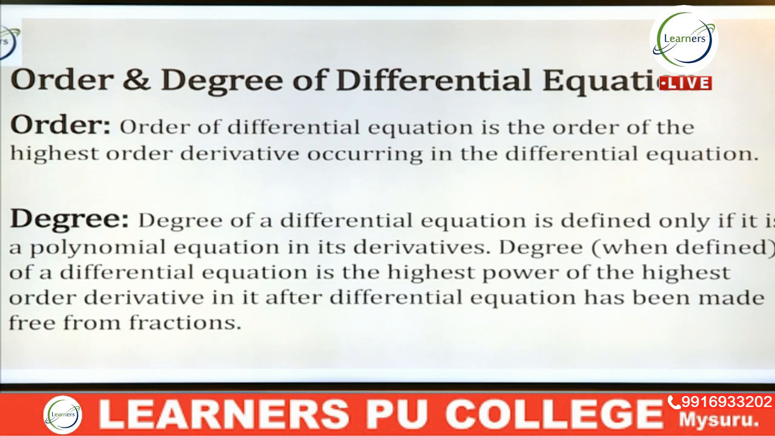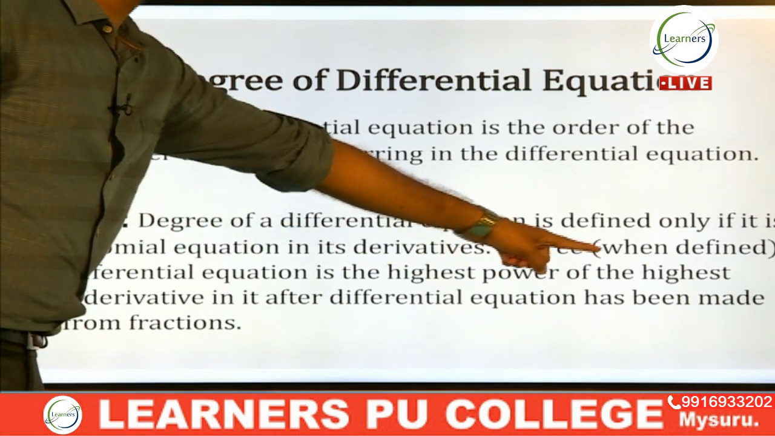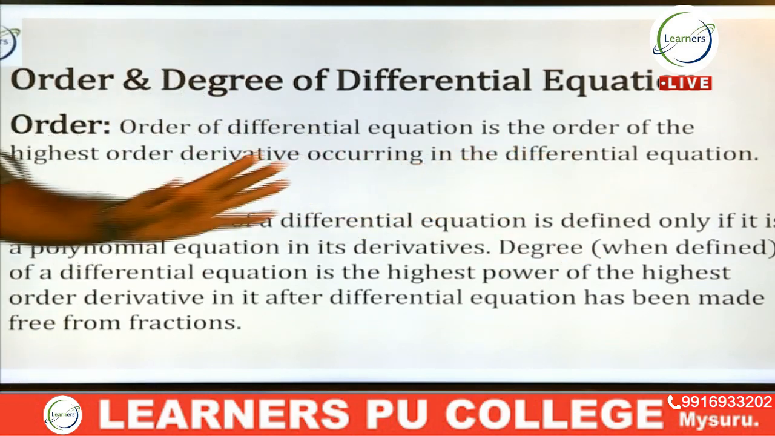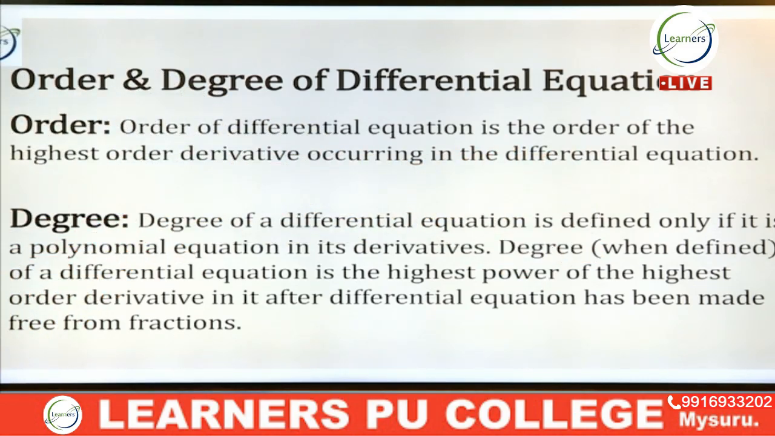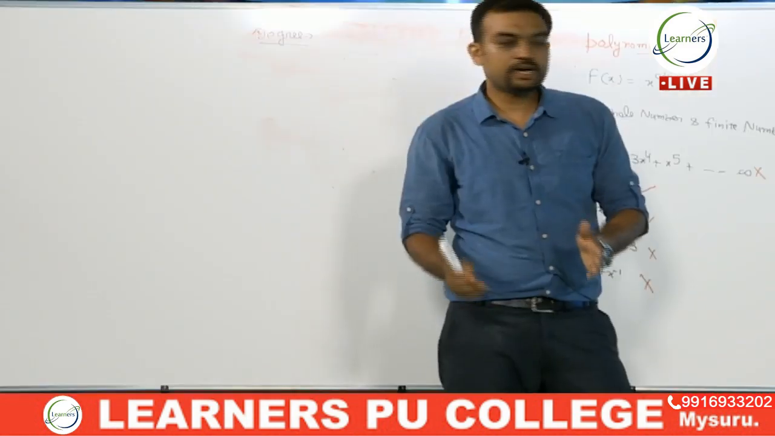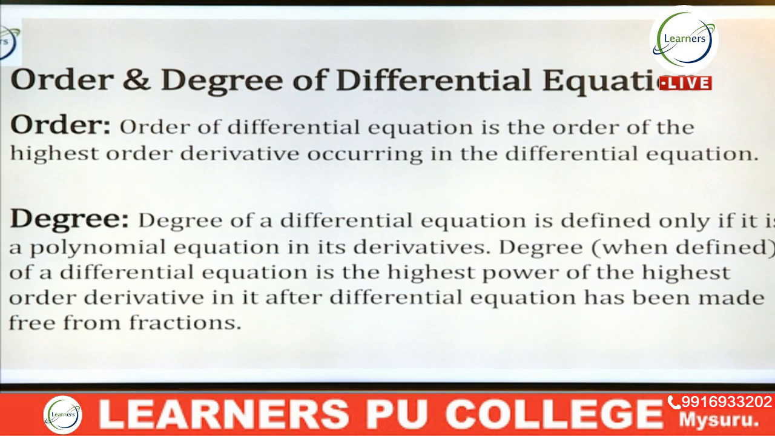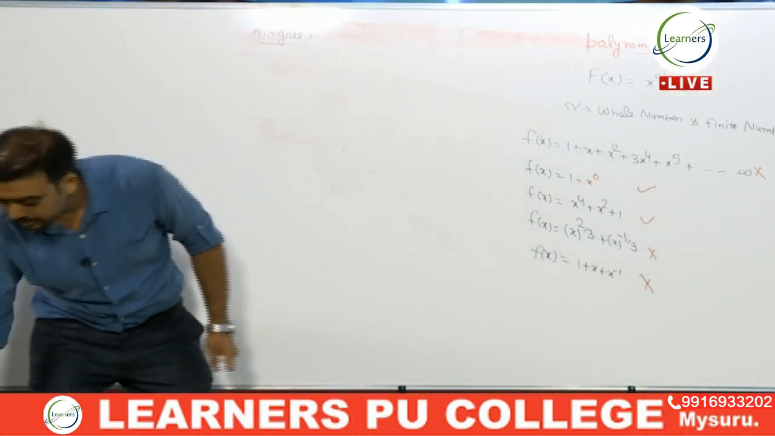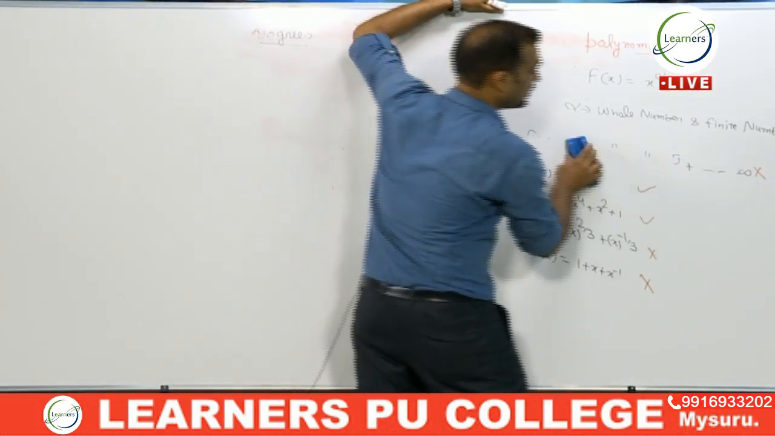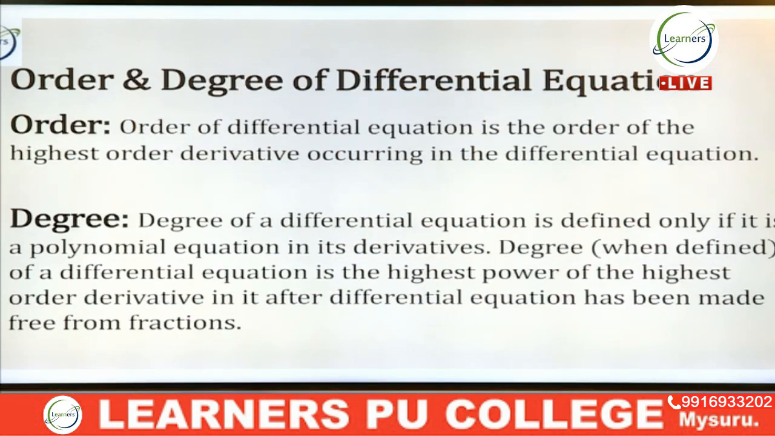Okay, so now we will see when degree is defined, then how we will find out the degree. So degree when defined, we have already written, then only we will find out the degree. When not defined, then we can say degree does not exist. When defined, how are we going to find out? Degree of a differential equation is the highest power of the highest derivative term in it after the differential equation has been made free from fractions. Okay, so now we will see what is the meaning of degree of a differential equation. First I will make it clean, and then we will talk about the degree, and how we can find out the degree.